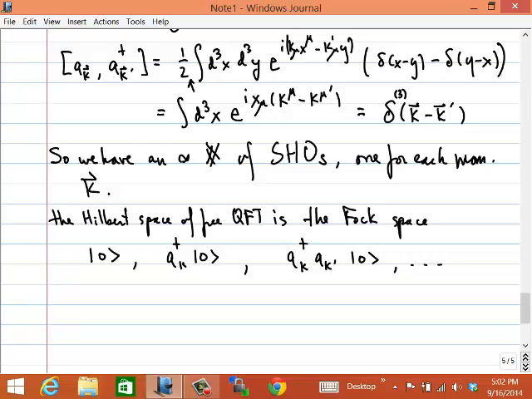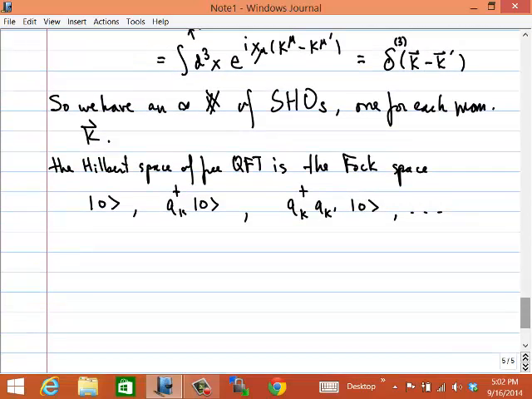Question? If you have this commutation relation, for example, A and its dagger. Yes. If this commutation relation is the delta function, then we can assume that they are the creation and annihilation operators. Absolutely, absolutely, absolutely. So, yes. So maybe it's probably worth, okay.